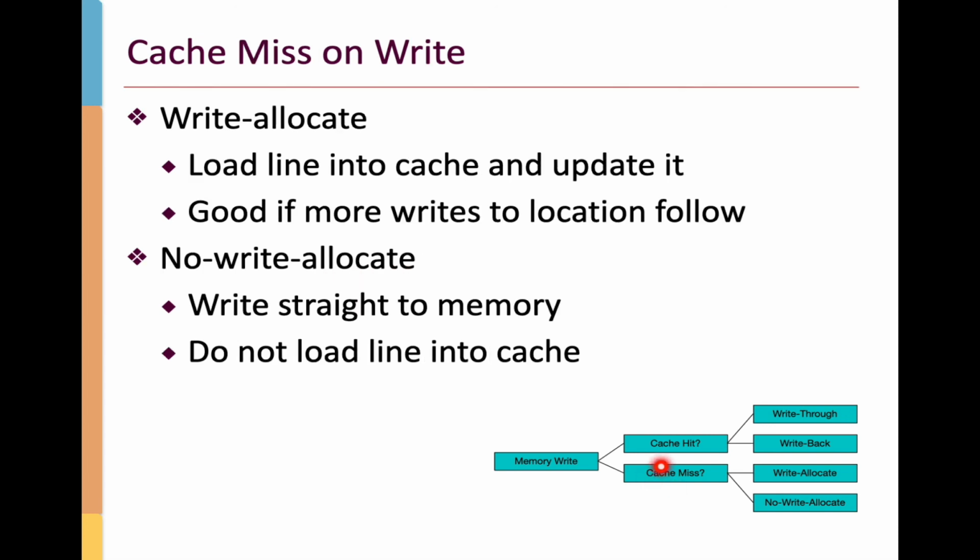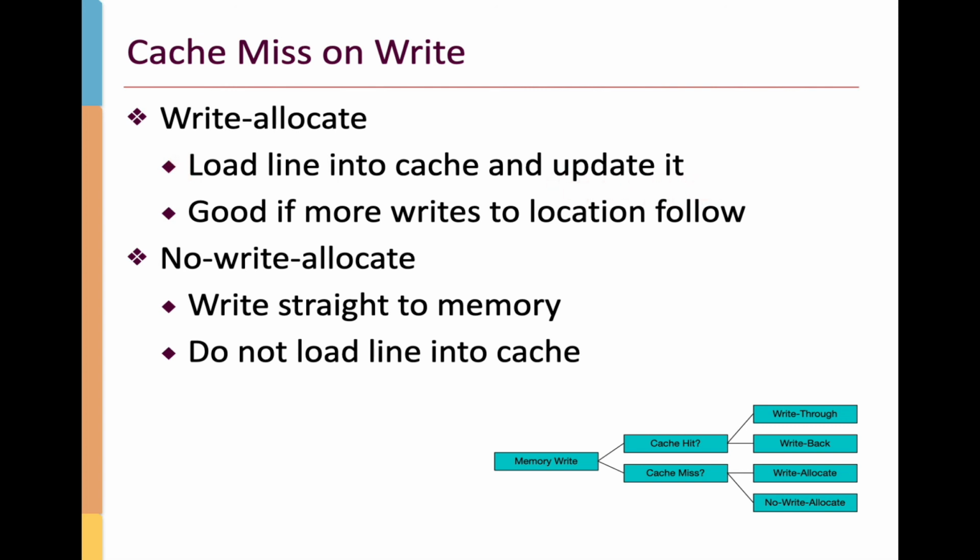The other design deals with the case where we have a miss in the cache. In other words, we're going to try to write into the cache and the address that we're writing to is not yet in the cache. So again, we have two possibilities here. One is called write allocate. What this is going to do is go out to memory, load the line that's of interest into the cache, right? So it's going to deal with the fact that we have a cache miss, and then it's going to update it.